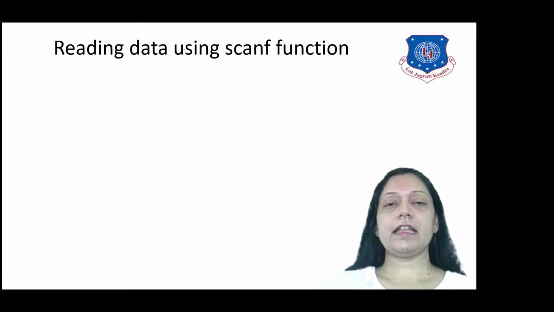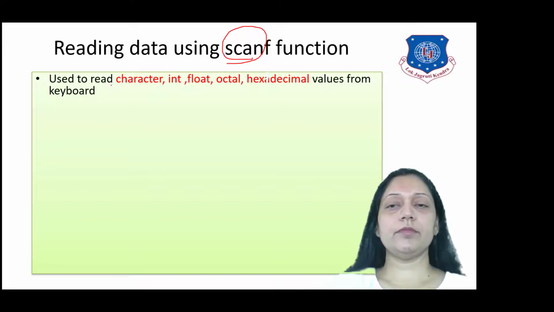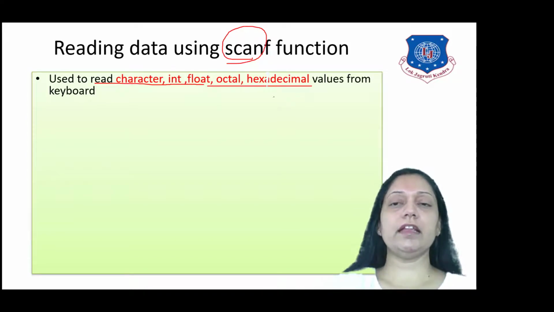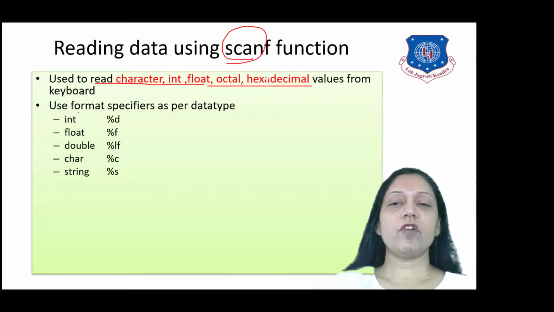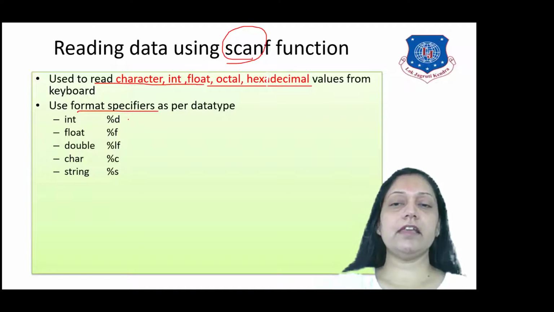Now next is scanf function. Scanf function is used for reading some value from the keyboard through your C program. Scanf helps us to read character, integer, float, octal and hexadecimal values from the keyboard. So you can read any of these values using scanf function. The same format specifiers are used in scanf also: for integer %d, for float %f, for double %lf, character is %c and string it is %s. So you can use the format specifiers that we have used in printf functions.